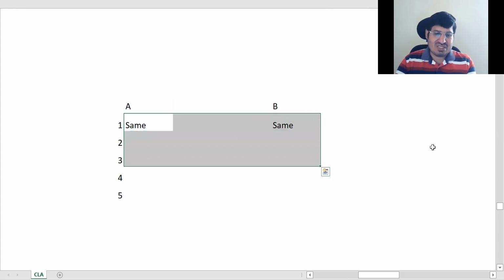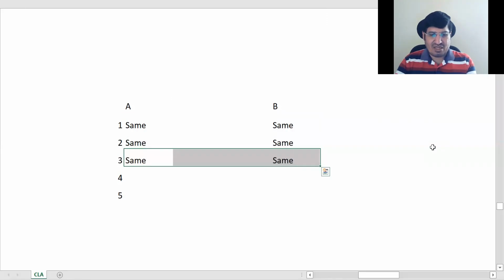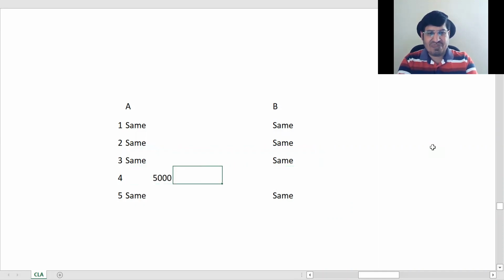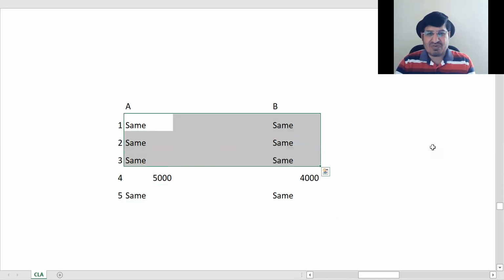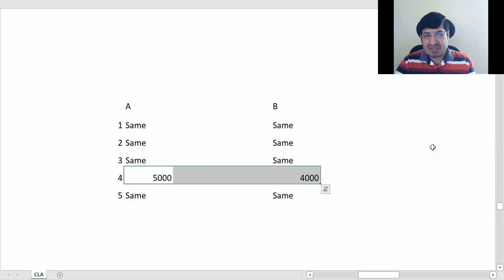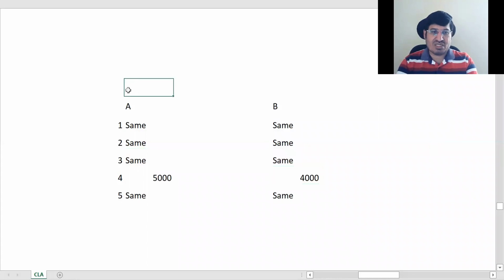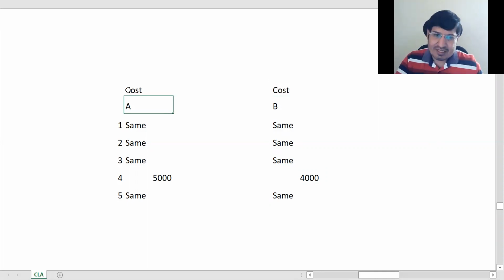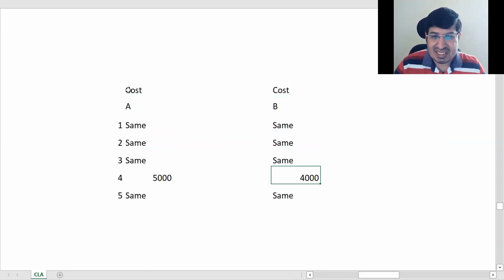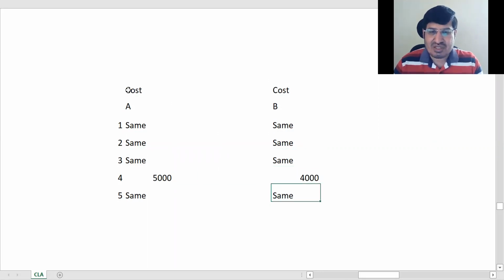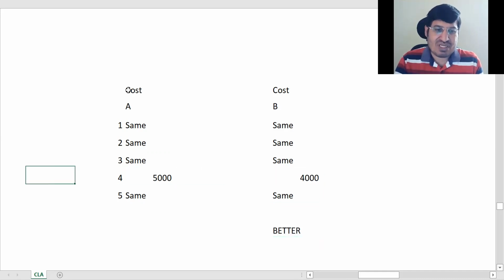Say like that, all these are the same, and only this is different now. Here your cost is 5,000 and here your cost is 4,000. So can I say that without seeing the things which are the same, if you just see the fourth thing, you'll come to know that B is better, because we are talking about costs, correct? It's cost, not revenue. So here the expense is less, 4,000 is 1,000 less than this. So I can just see this and say this is better. So item 4 is your relevant cost.